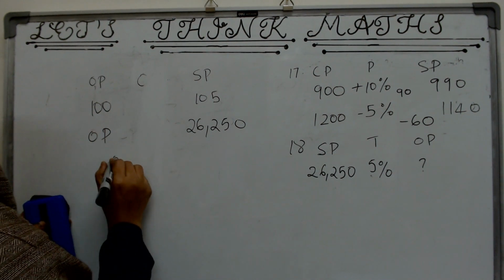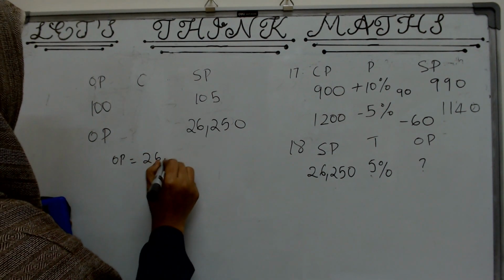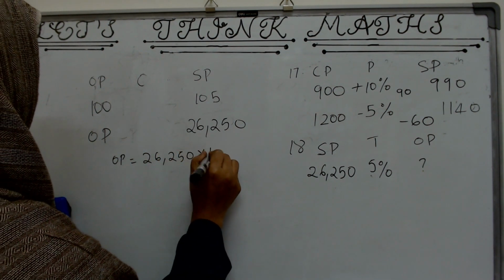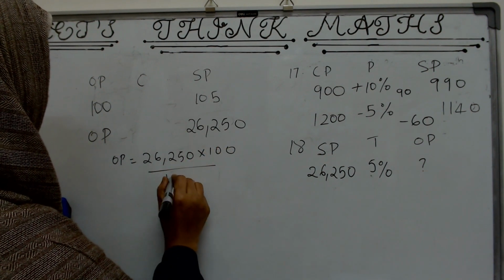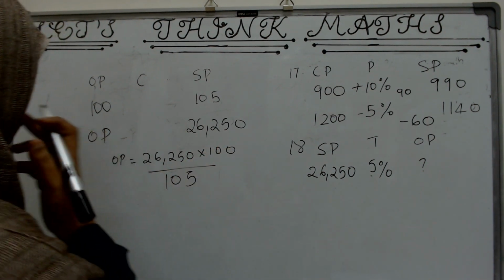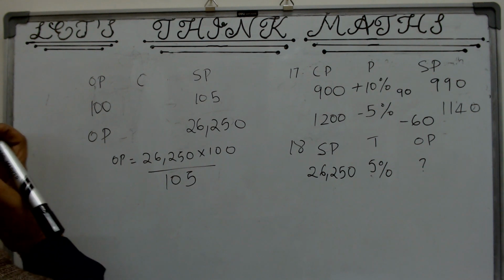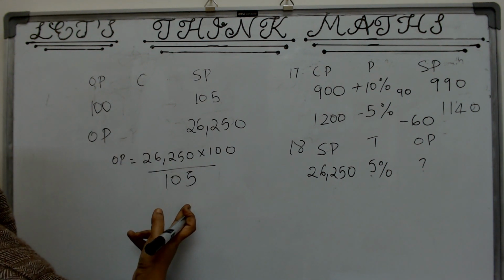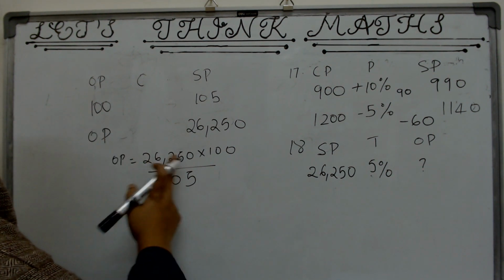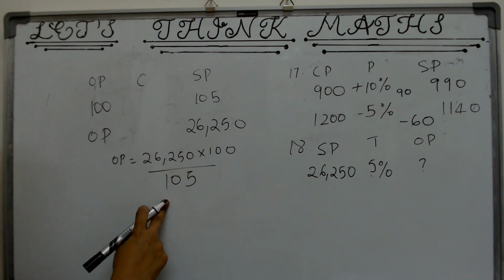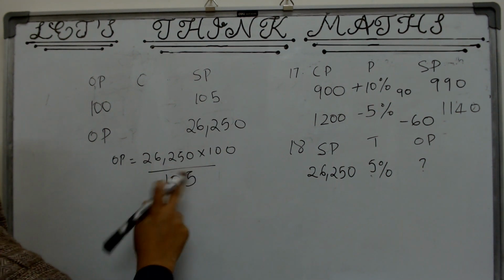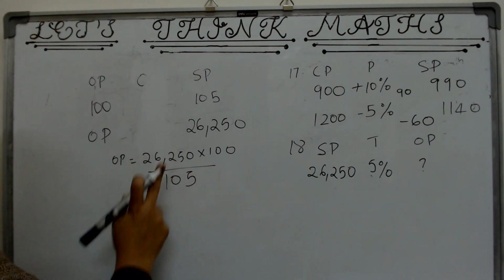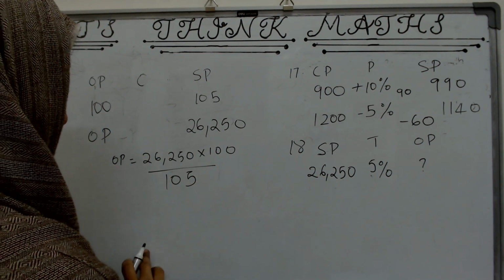Cross multiply. Your original price would be this, and what do the numbers look like? Again, I think they will be divisible both by 5 and 3. So if you see, they are both divisible by 5 and they are divisible by 3. That means they are both divisible by 15. So divide both of these by 15. That should give you the answer.